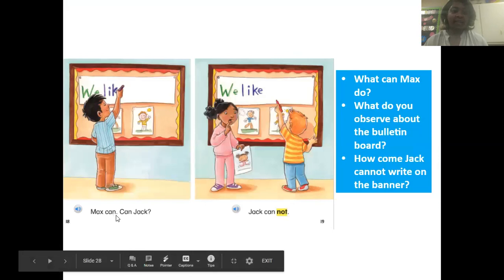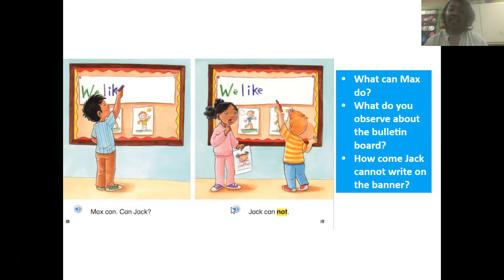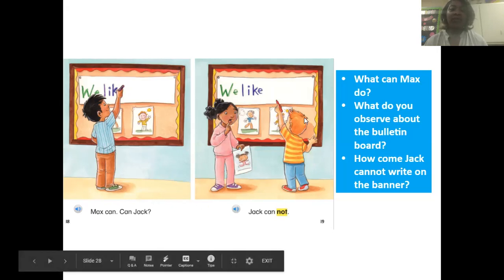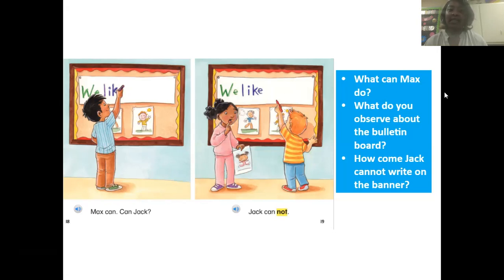Max can. Can Jack? He's writing. He can reach it. Jack cannot. So we know that Jack is not able to reach it, but Max can. What can Max do? What do you observe about the bulletin board? So what do you notice about the bulletin board? What objects do you see on it? What's going on with that bulletin board? How come Jack cannot write on the banner? Those are some questions that I want you to answer.